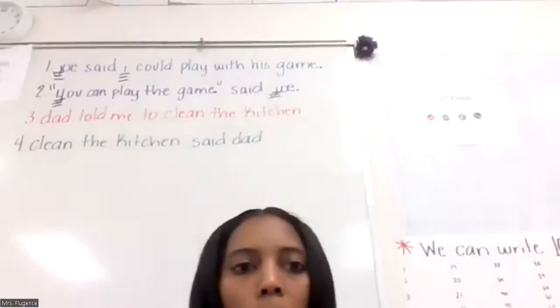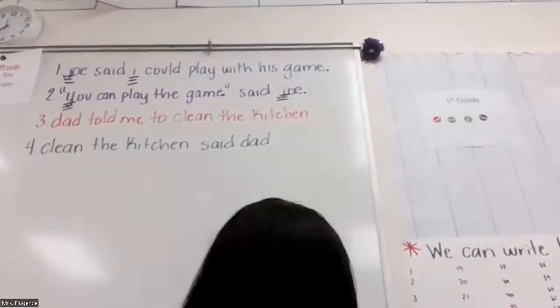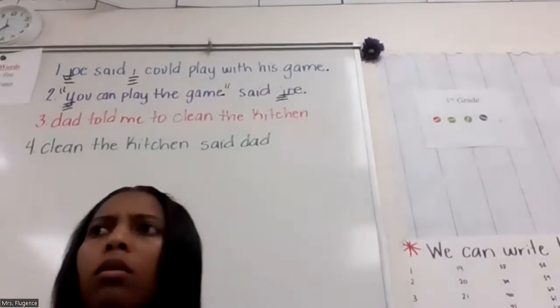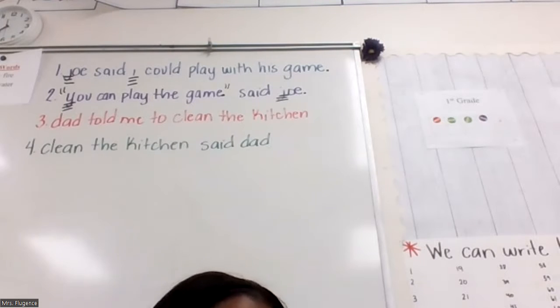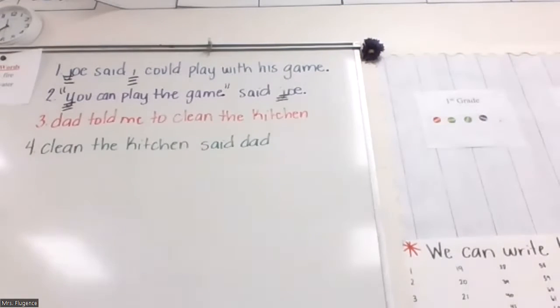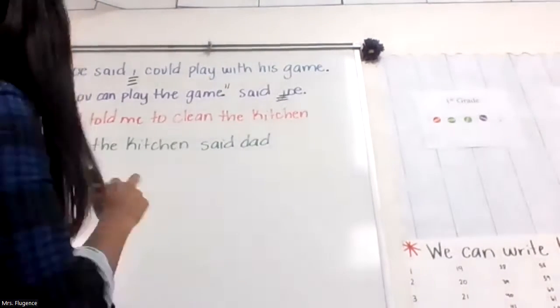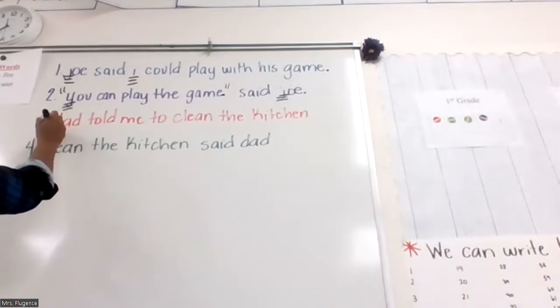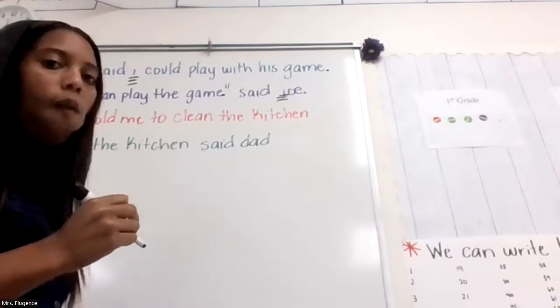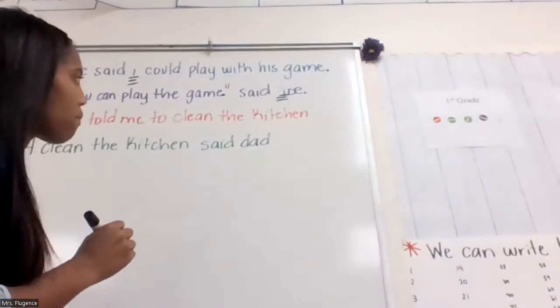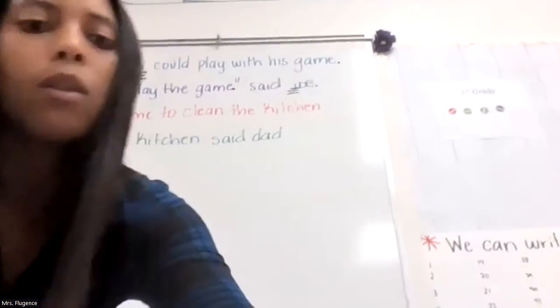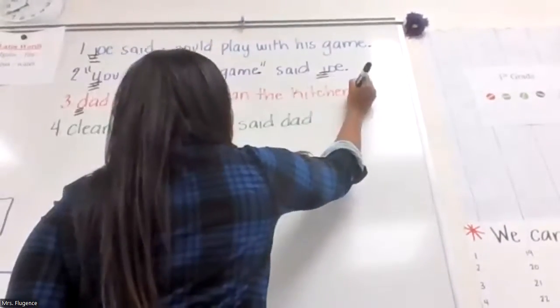All right, let's go over 3 and 4. Okay. All right, number 3. Anybody would like to walk us through how to write number 3? Okay, go ahead, Solomon. Capitalize D and put a period. Good. So was this indirect or direct quotation?